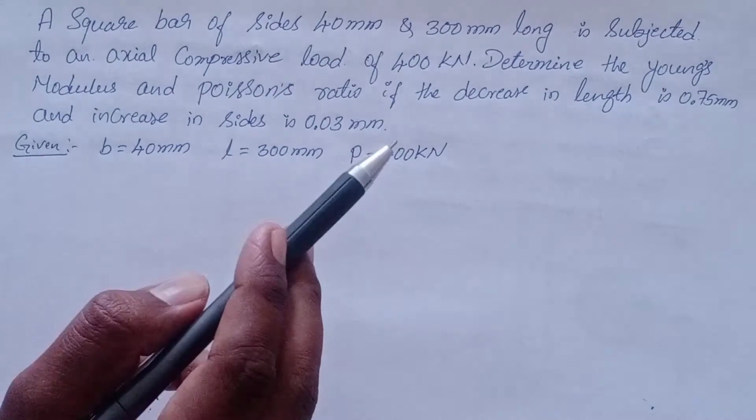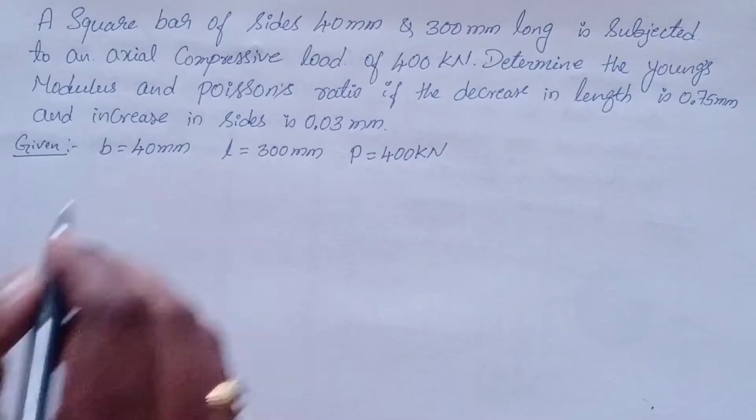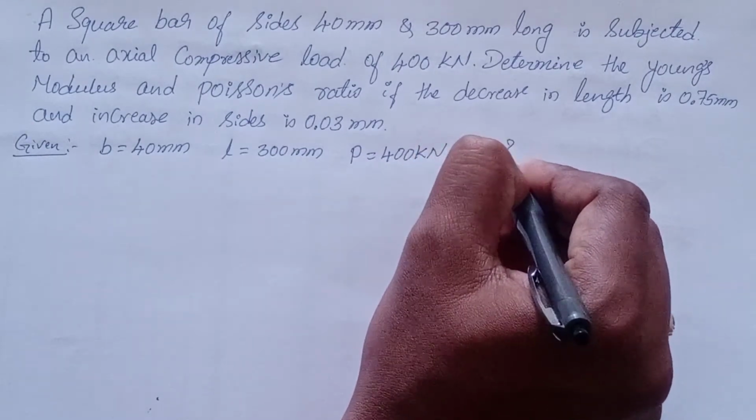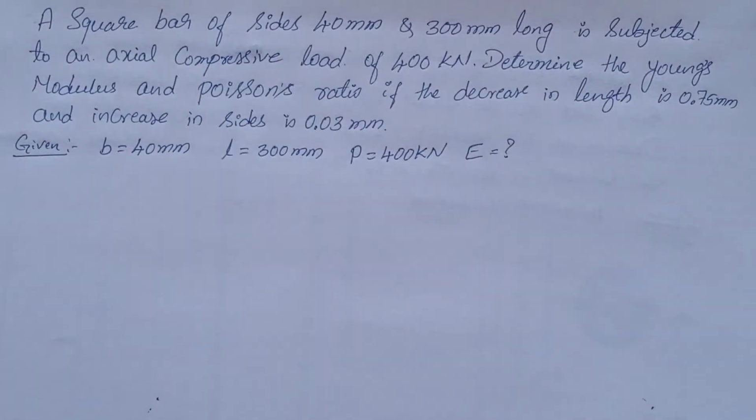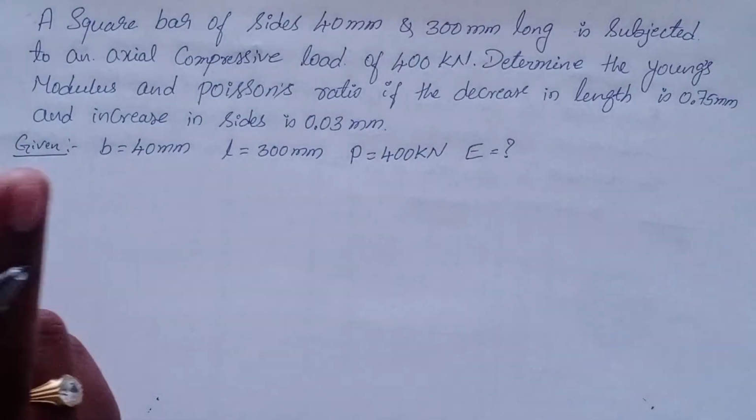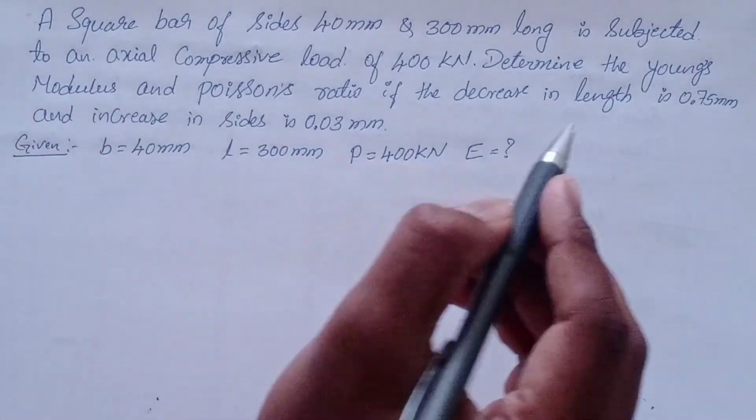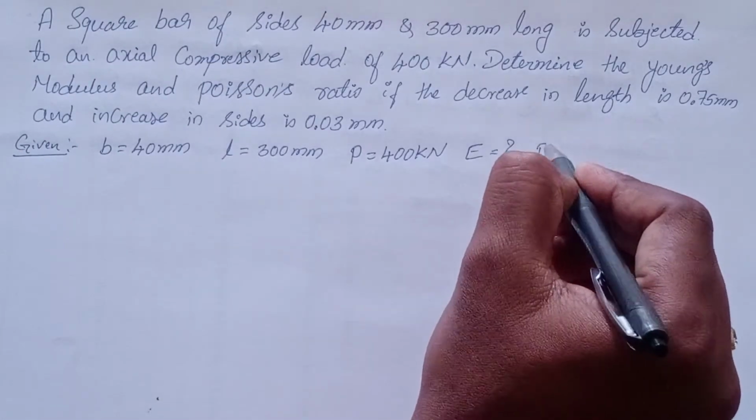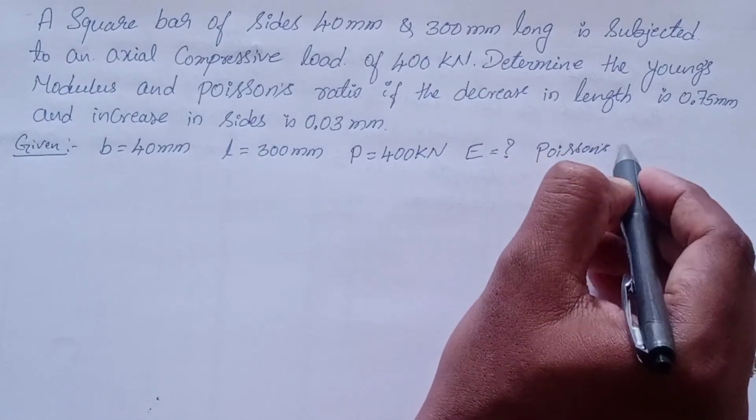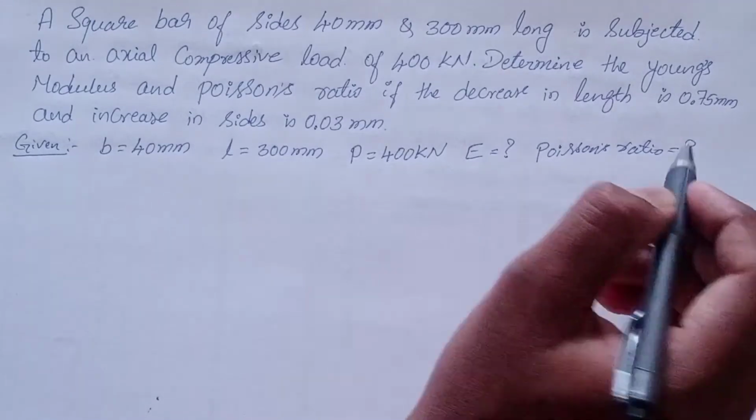So next, determine the Young's modulus. Young's modulus is represented by E. E is equal to what? Next, and the Poisson's ratio. So we need to determine Young's modulus as well as Poisson's ratio. Poisson's ratio is equal to what?